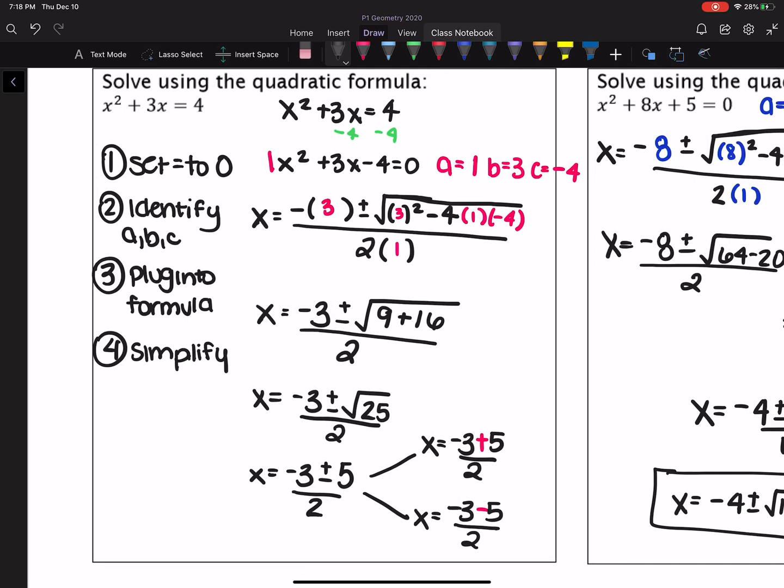So we can simplify both of these fractions to find our two solutions. Negative 3 plus 5 is 2, which is divided by 2, which gets us 1. And then negative 3 minus 5 is a negative 8, still divided by 2, which can be reduced to negative 4. So our two solutions when we use the quadratic formula are 1 and negative 4.